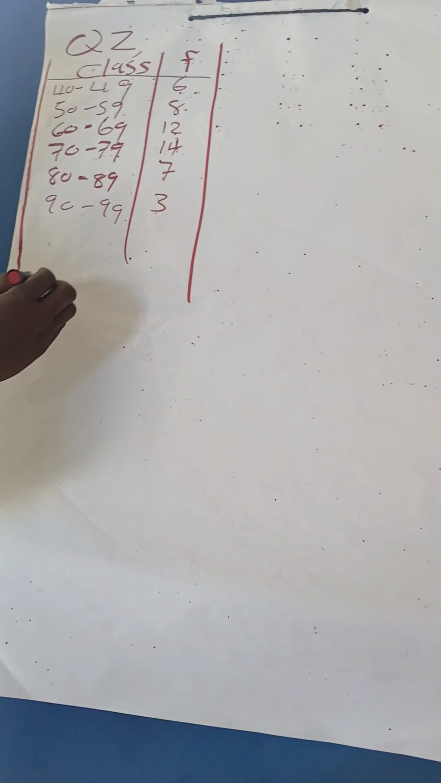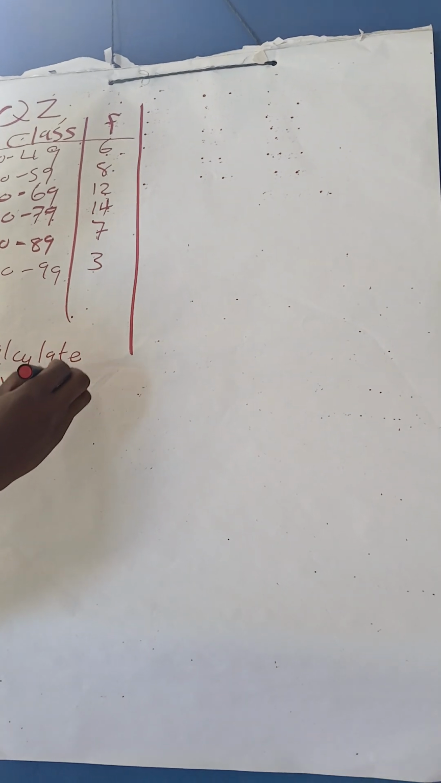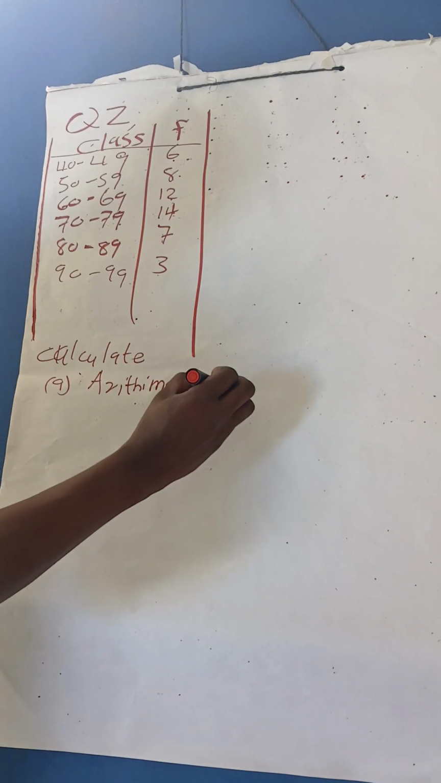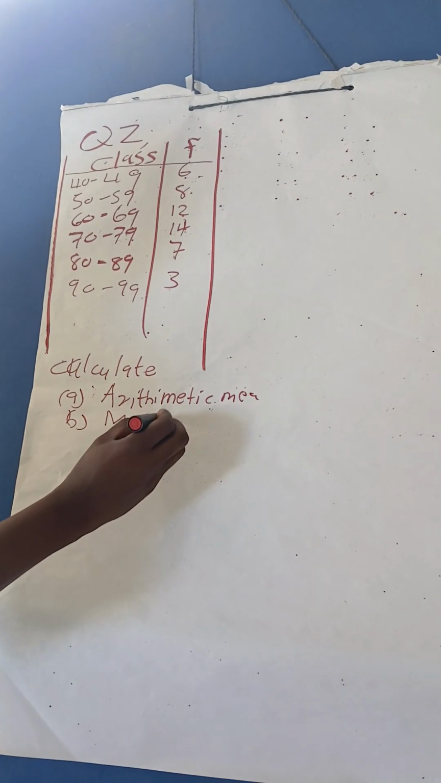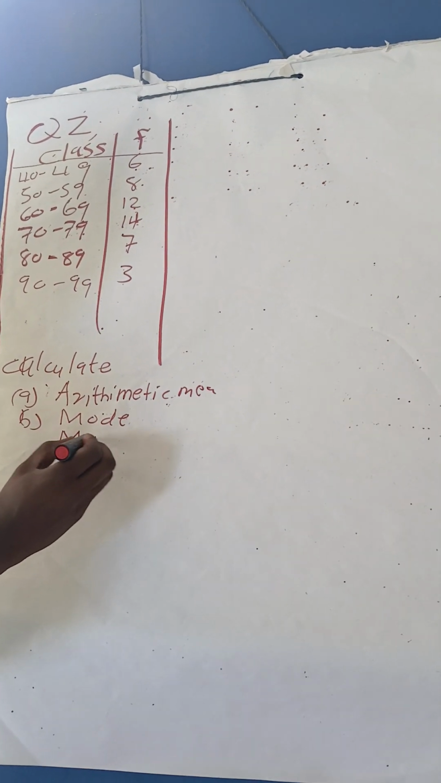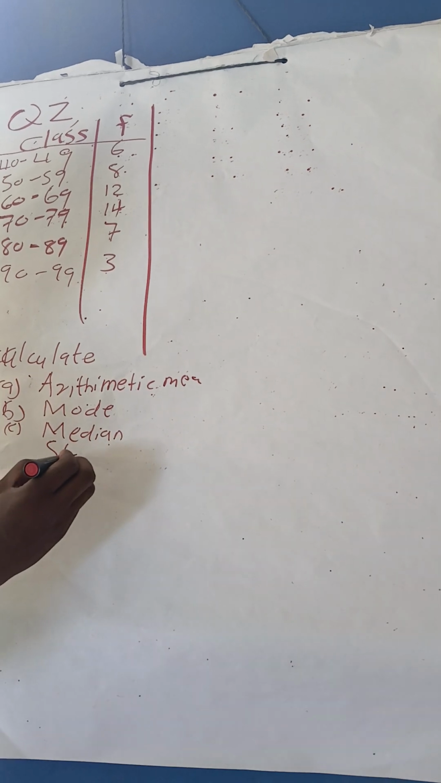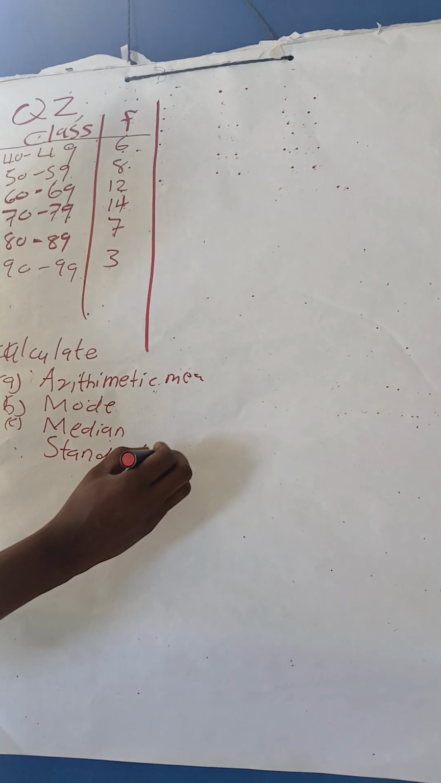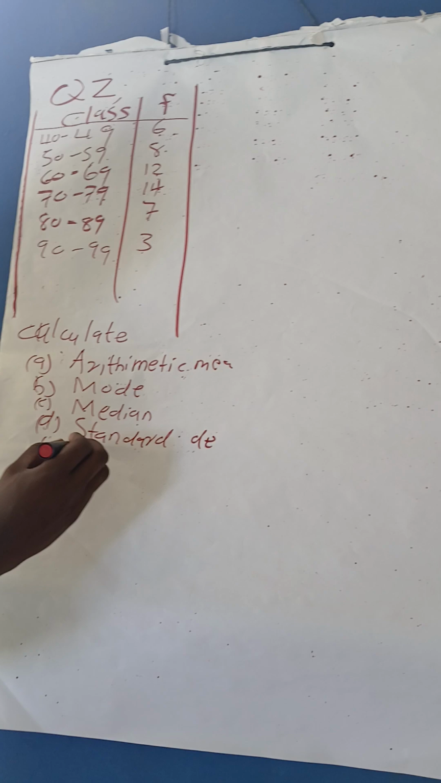From this question, calculate: A, find the arithmetic mean. Part B, find the mode. Find the median. Find the standard deviation. Part E, find the variance.